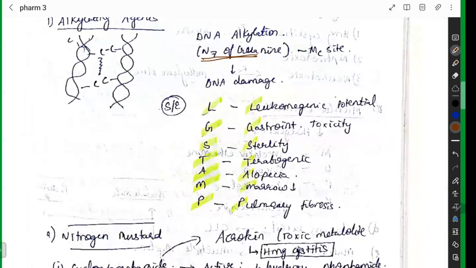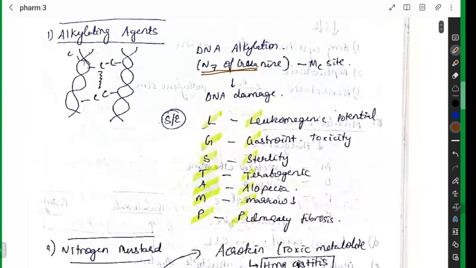So what is it going to do? It is going to cause alkylation of your DNA at what place? At N7. Because of the alkylation of your N7, it is going to cause DNA damage.